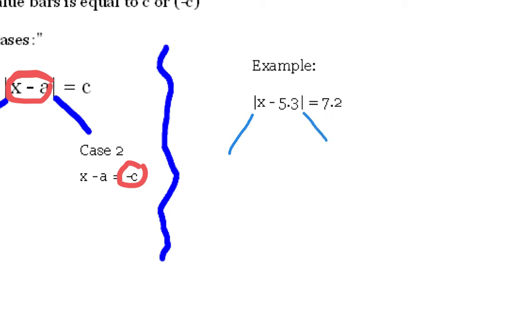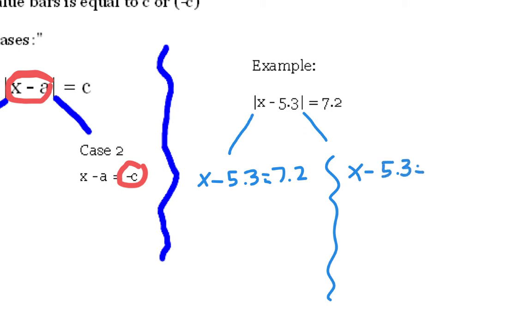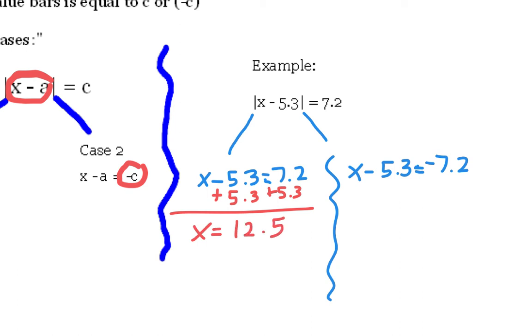Our two cases in this number example are going to be take what's inside the absolute value, x minus 5.3. That's going to equal 7.2. That's my first case. And then my second case, x minus 5.3 equals negative 7.2. Now I just go ahead and solve those two cases. So I'm going to add 5.3 to both sides, plus 5.3. I get x equals 12.5 is one of my solutions.